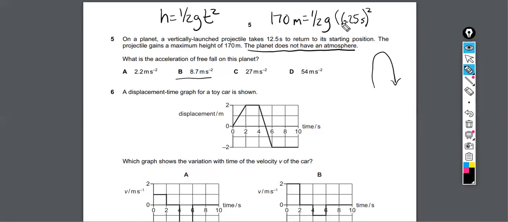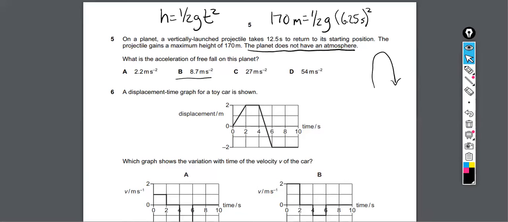Would anybody like to see any of those steps worked out, or once we get to this step, is everybody good to solve for g, 8.7? I'm more than happy to show any of those intermediate steps if anybody's not seeing them. So just solve this for g. Okay. The hard thing is getting that equation, right? First of all, recognizing which equation is helpful.